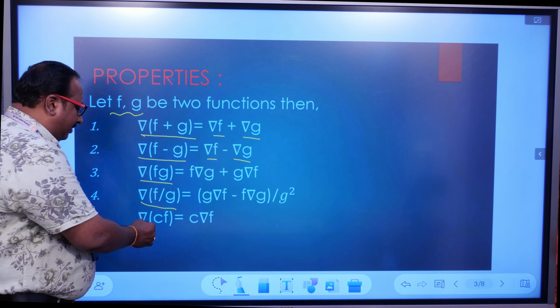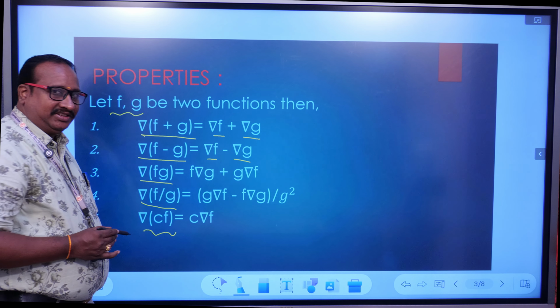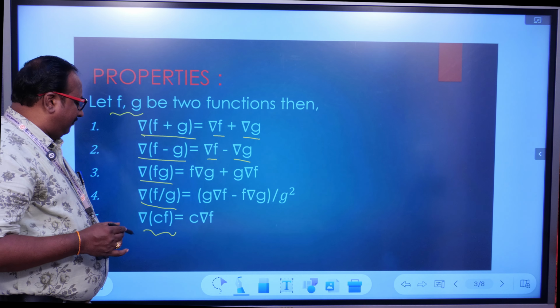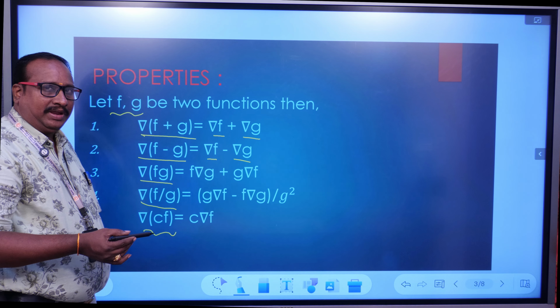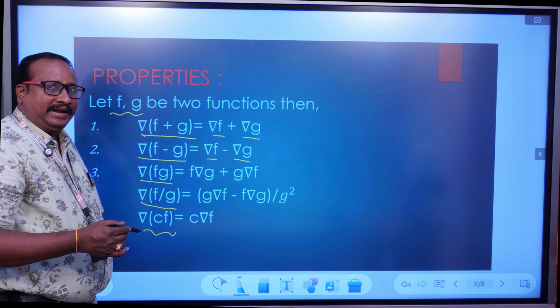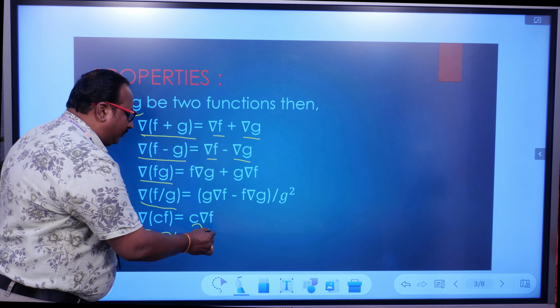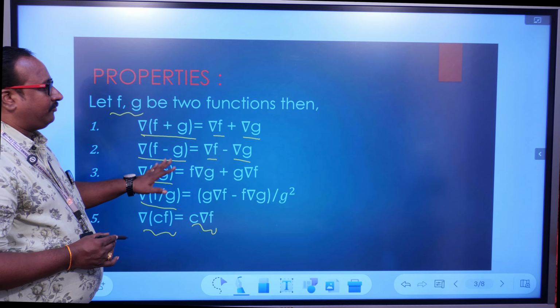We know the derivative of u by v is v u dash minus u v dash by v square. Similarly, g del f minus f del g by g square. Okay, next one, del of cf. Here c is a constant. So when we calculate del of cf, simply take c outside and calculate del f, giving c into del f. So these are the properties of gradient.